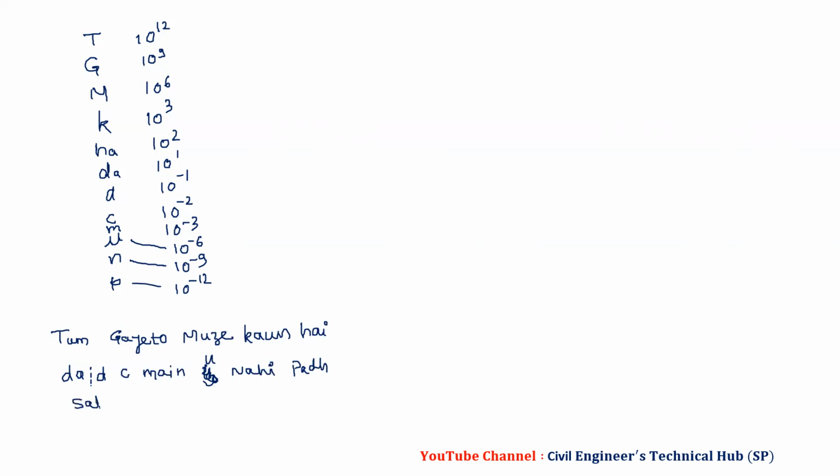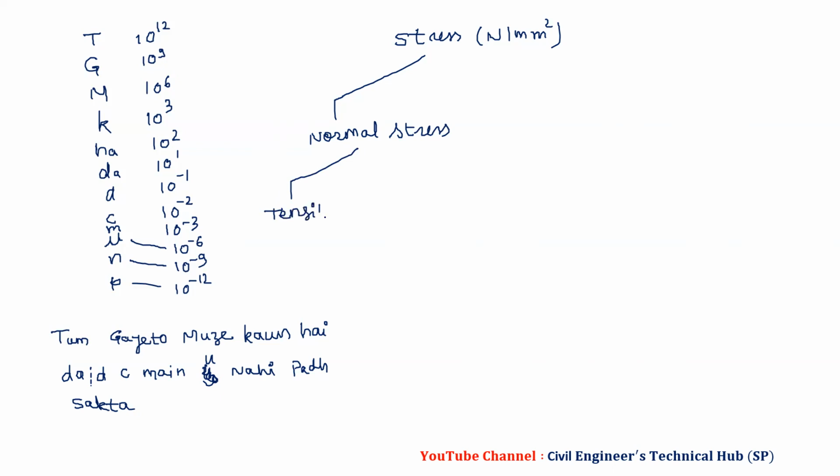And that we have to keep in mind for these suffixes. So unit we have stress. Now stress we have how many types, and for all stress unit is same, Newton per mm square. So we have normal stress, in which we have two types, that is tensile stress and then we have compressive stress.